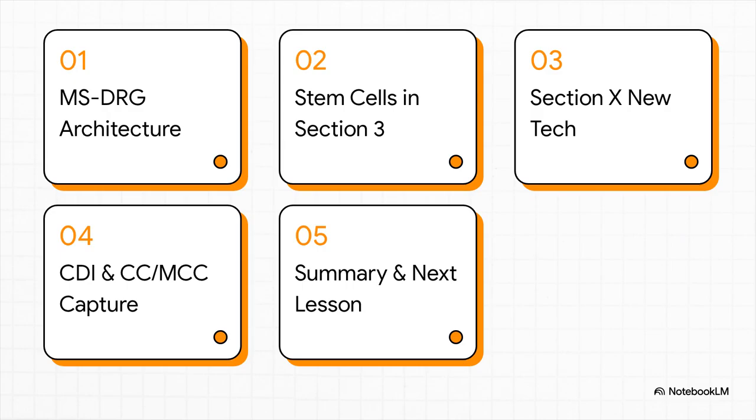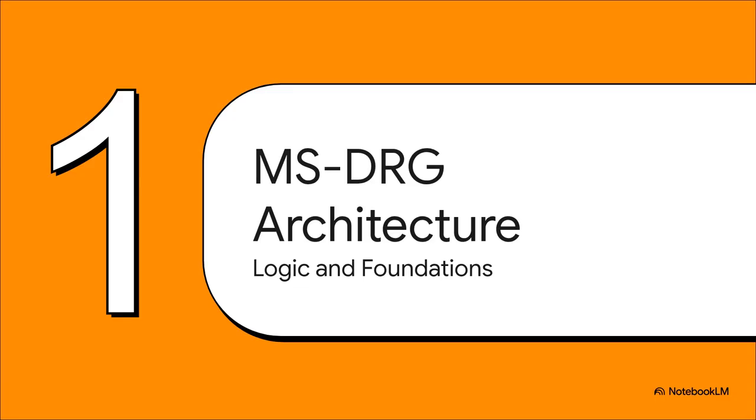Okay, so here's our roadmap for today. We'll start with MSDRG architecture logic, move into coding stem cells in Section 3, then tackle Section X for new technologies, cover CDI and secondary diagnoses, and finally wrap it all up. Section 1, MSDRG architecture logic.